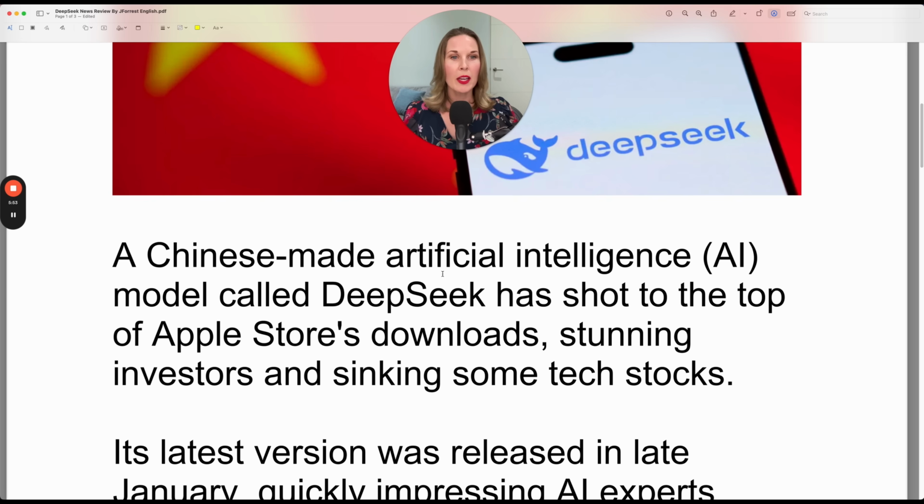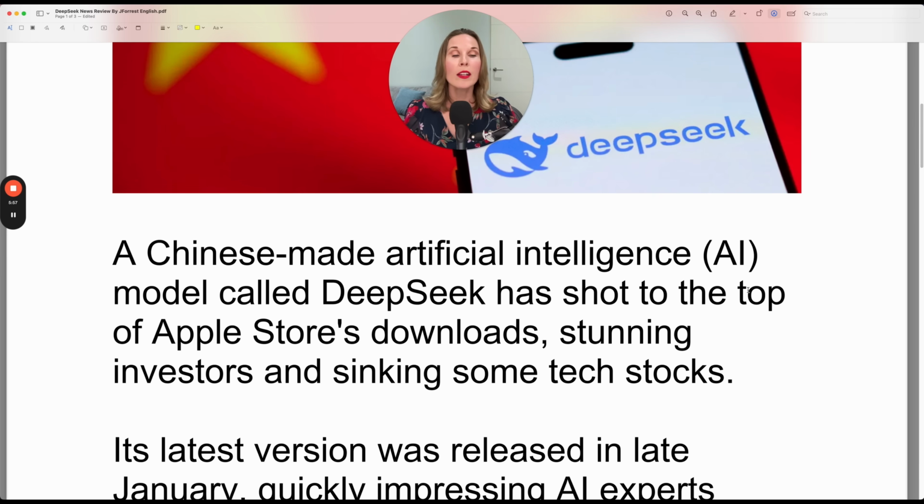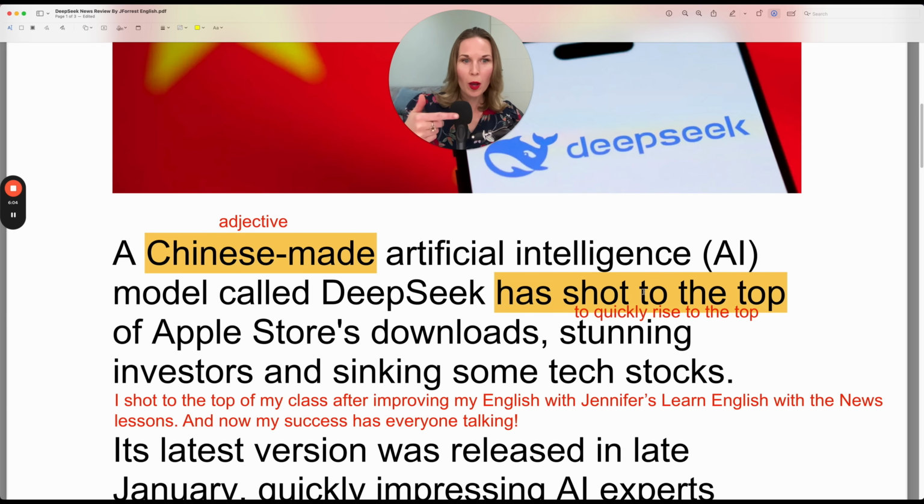A Chinese-made artificial intelligence model called DeepSeek has shot to the top of Apple Store's downloads. To shoot to the top means to quickly rise to the top. So that's shoot, because of course that happens very quickly. Now the infinitive is to shoot to the top, and then here is conjugated in the participle form, which is shot, and the past simple is also shot.